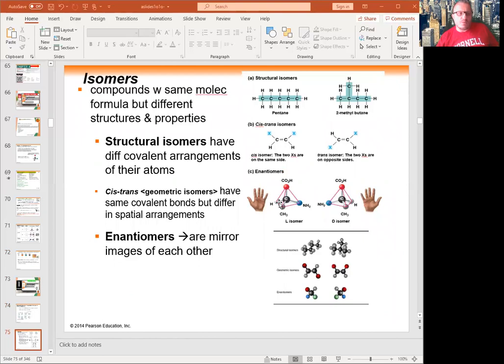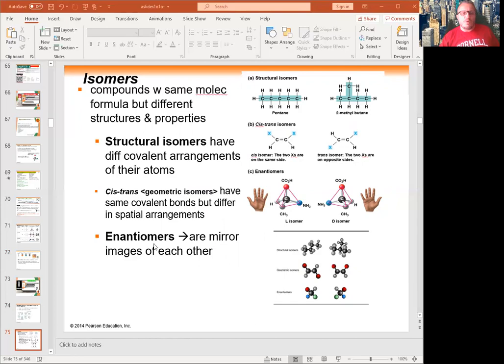Okay, so isomers are compounds with the same molecular formula but different structures and properties. There are 3 groups of isomers. Structural isomers, as you see here, have different covalent arrangements, like no branch and branch. Cis-trans isomers, also called geometric isomers, have the same covalent bonds but different spatial arrangement around a carbon-carbon double bond.